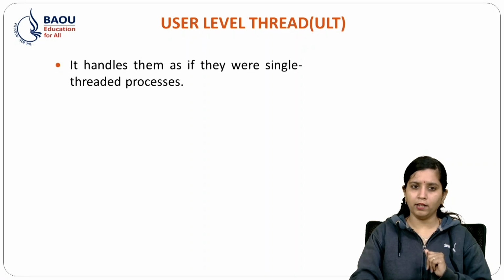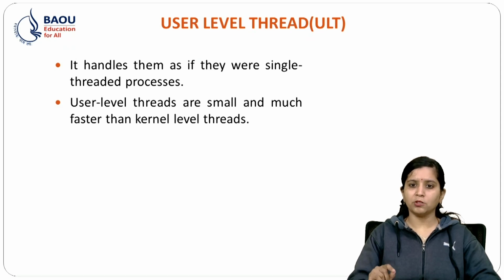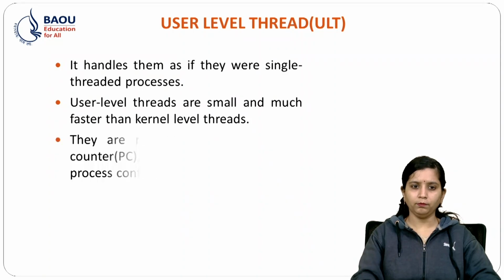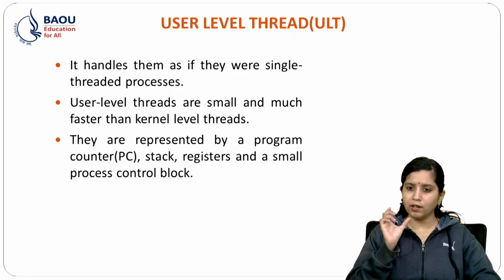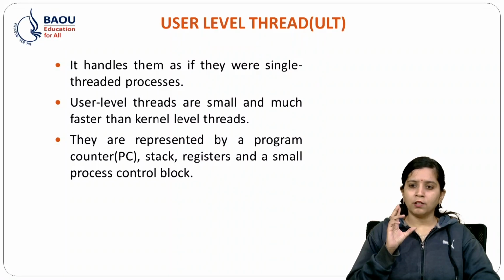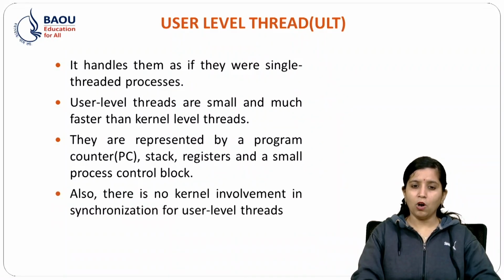That is ULT. It handles them as if they were single threaded process. User level threads are small and much faster than the kernel level threads. They are represented by a program counter, stack and register, and a small process control block, that is PCB, which we have studied in the last lecture. Also, there is no kernel involvement in the synchronization of user level thread.